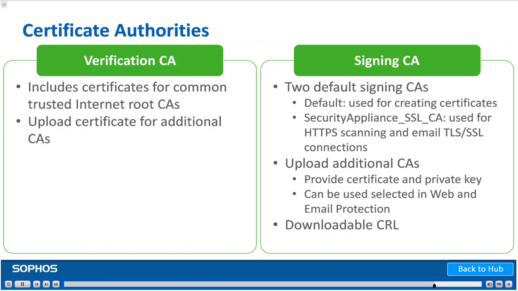The email CAs can be separately selected for SMTPS and IMAP-S and POP-S. This is done in Email General Settings. The Web CA for HTTPS scanning can be selected in Web Protection.